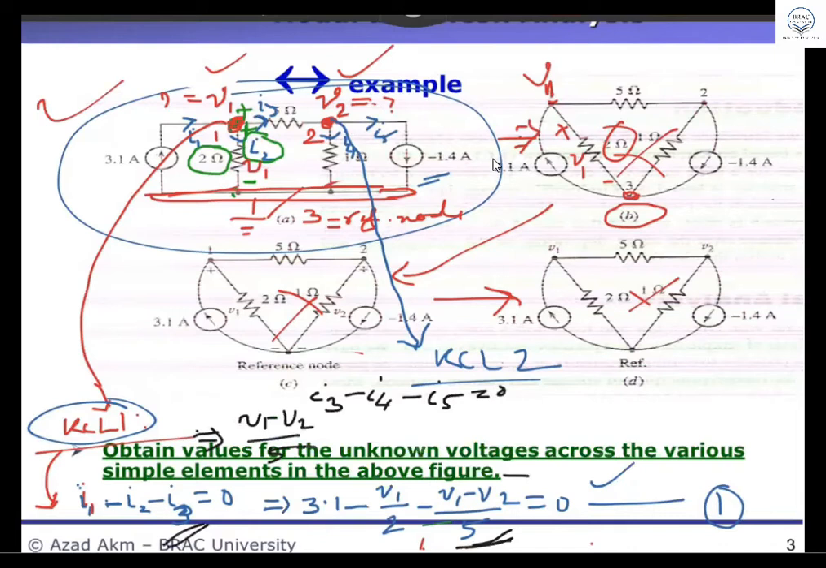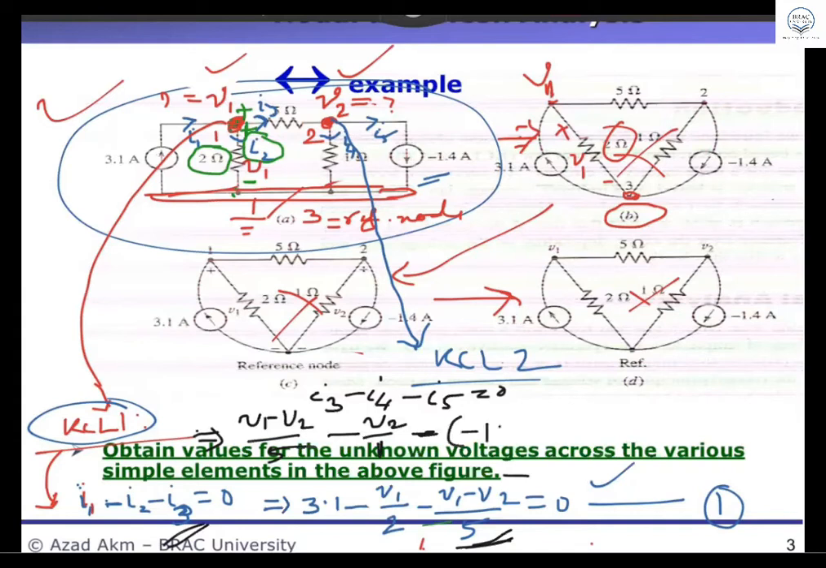V1 minus V2 divided by 5 minus I4. I4 is what? Anybody can tell me I4? V2 by 2. Sir, V2 by 1, not 2, because it's a 1 ohm resistor. Yes, you are right. You can easily understand now. Minus I5. What is I5? Sir, just minus 1.4. So you should write minus 1.4.